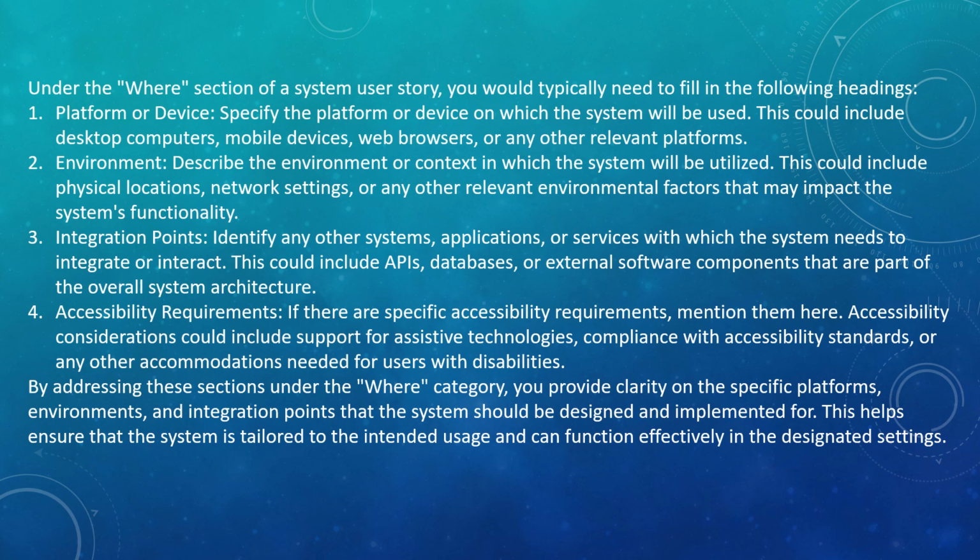Under the Where section of a system user story, you would typically need to fill in the following headings: platform or device. Specify the platform or device on which the system will be used. This could include desktop computers, mobile devices, web browsers, or any other relevant platforms. Environment. Describe the environment or context in which the system will be utilized. This could include physical locations, network settings, or any other relevant environmental factors that may impact the system's functionality.